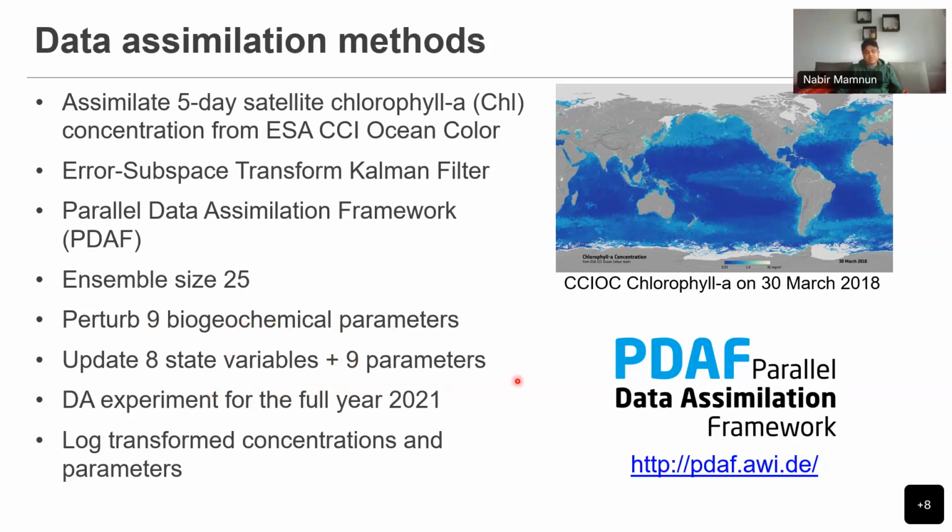We conducted the data assimilation experiment for 1 year from January 2021. We applied the data assimilation in log-transformed concentration, and the parameters are also log-transformed to guarantee that we never get negative values.